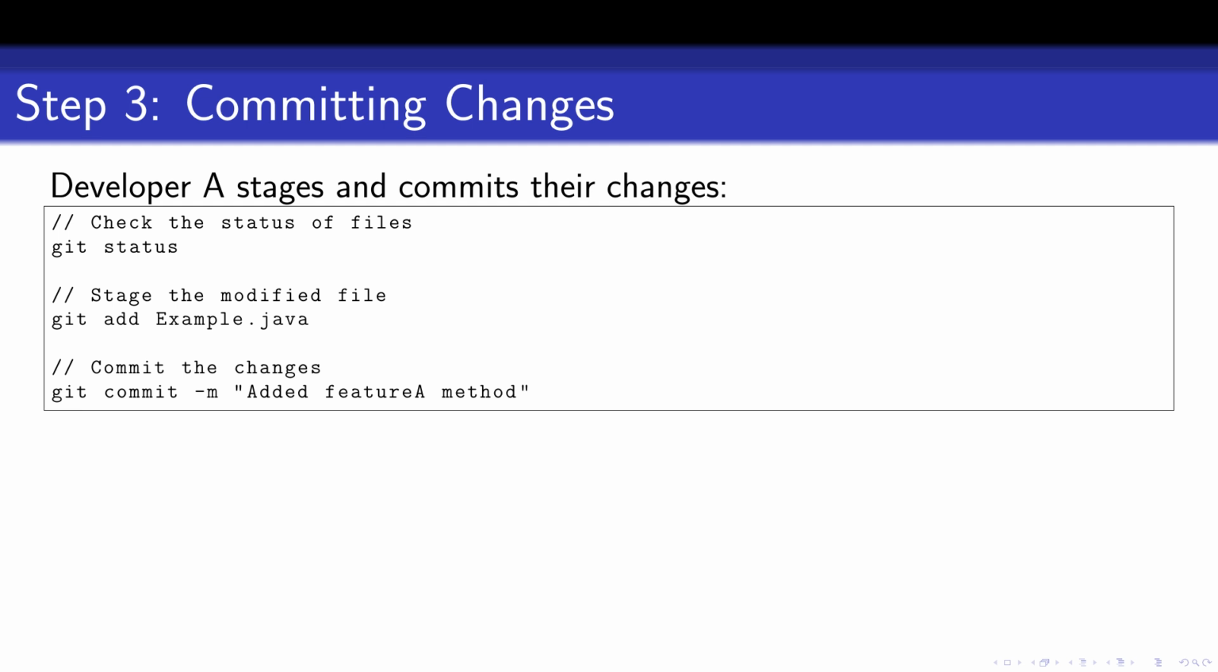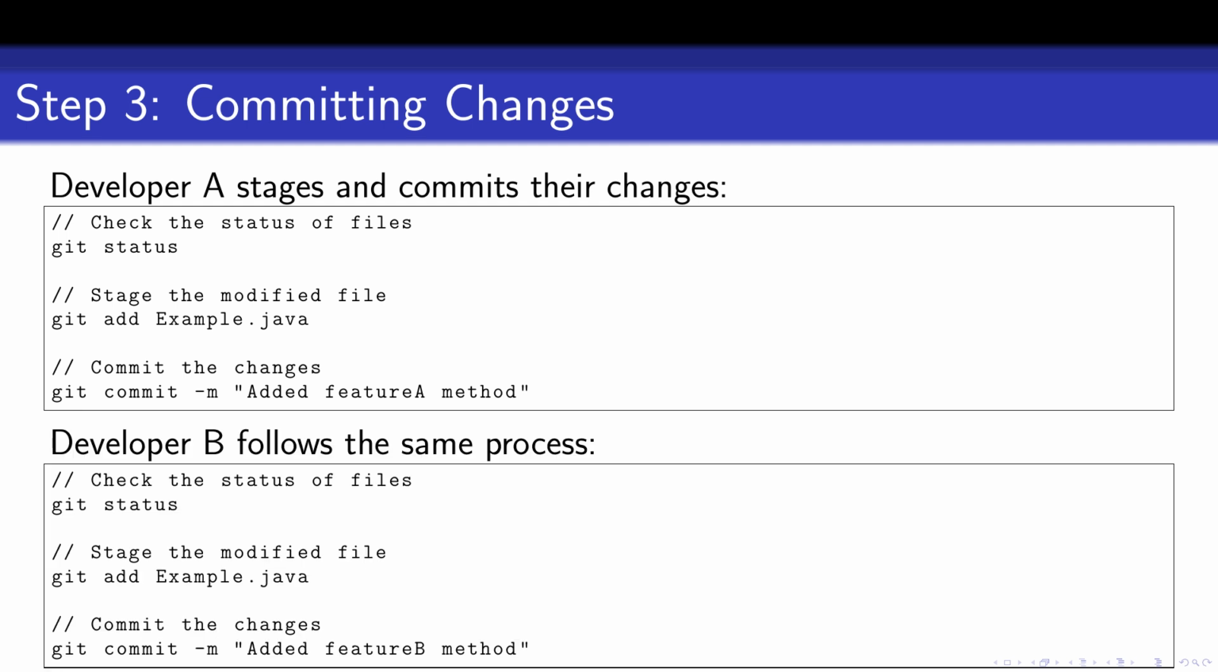Once changes are made, both developers stage and commit them. They use git add to stage the modified file and git commit to save the changes locally. Each commit includes a descriptive message explaining what was added or changed. This step preserves their progress and prepares their branches for sharing.